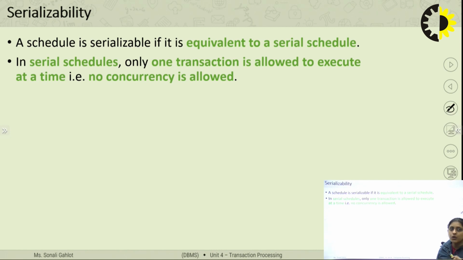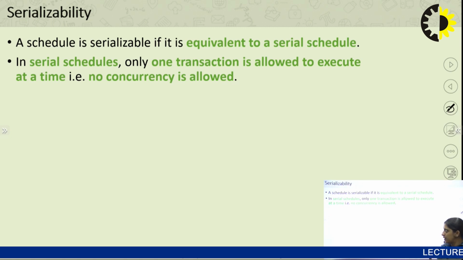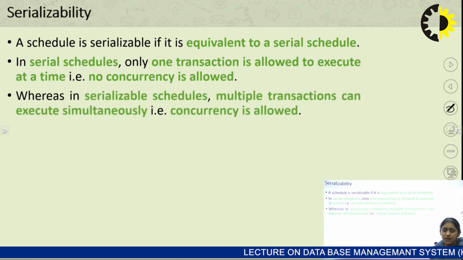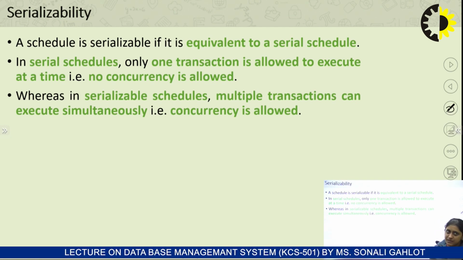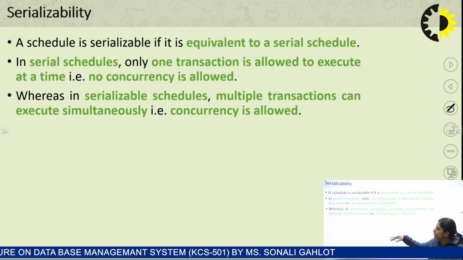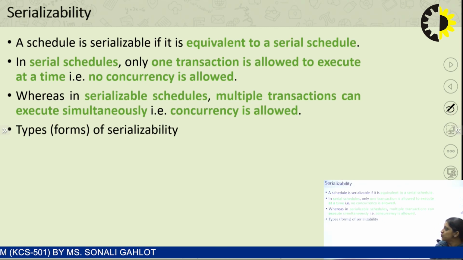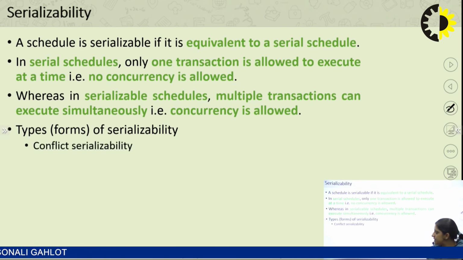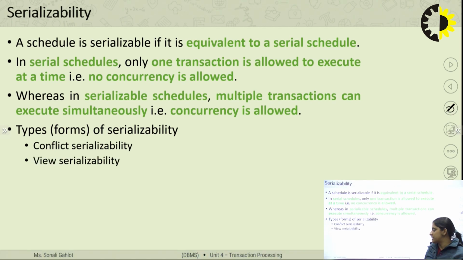In serial schedules, only one transaction is allowed to execute at a time, that is, no concurrency is allowed. In the previous slides, I discussed the serial schedule: only one transaction is committed first, and after that the second transaction starts. So in a serial schedule there is no concept of concurrency. But in a serializable schedule, multiple transactions can execute simultaneously, that is, we can allow concurrency. There are two types of serializability. The first is conflict serializability, and the second is view serializability.